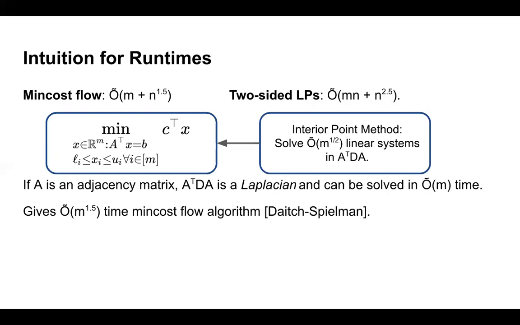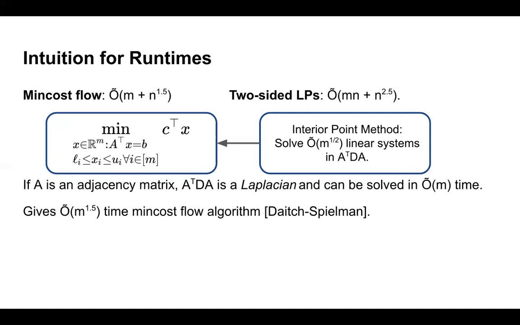If A is a graph adjacency matrix, then A transpose DA is a Laplacian, and thus can be solved in O tilde of m time, so near linear time. Applying the fact that interior point methods need root m iterations, and this runtime, immediately gives an m to the 1.5 time min cost flow algorithm, and this was noted by Daitch and Spielman.